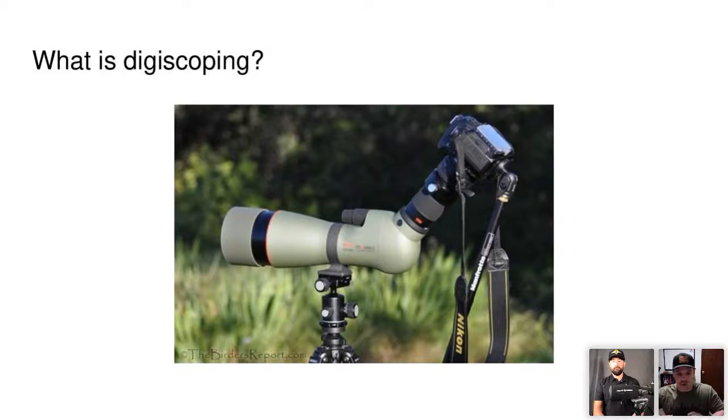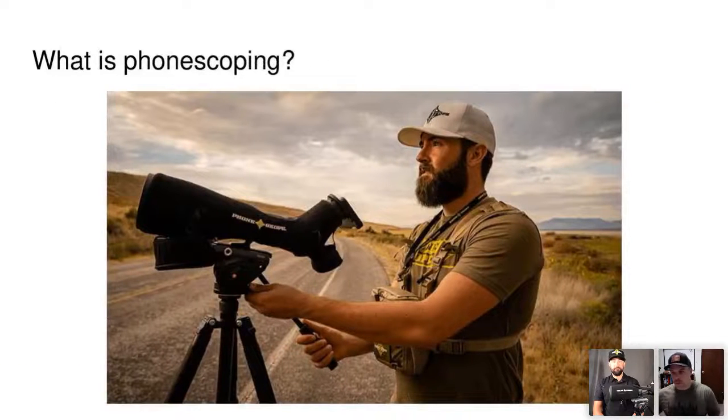Digiscoping has been around for years, probably the 70s, 80s, maybe before that. It's been around for a long, long time, even with old film cameras, which is pretty cool. So what is phonescoping? That's just using your phone to do the exact same thing. Taking your phone and holding it up to your optic to take a picture through that, and that's going to be the focus of our presentation here. That's what phonescoping is. It just helps you take better pictures with your phone through your spotting scope.